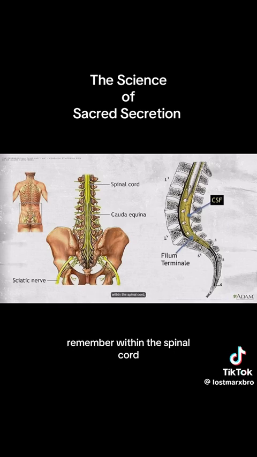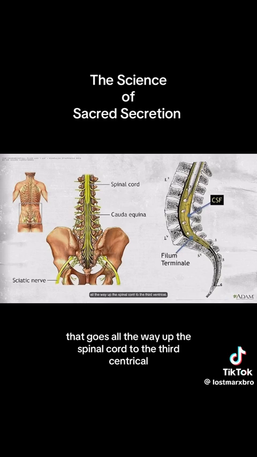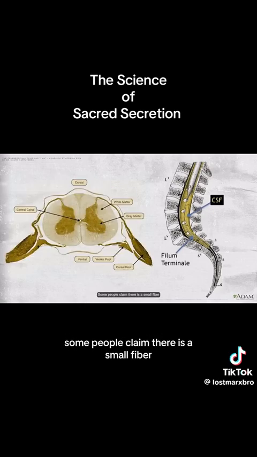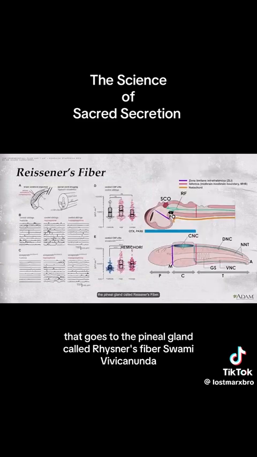Remember, within the spinal cord, there's a canal filled with fluid that goes all the way up the spinal cord to the third ventricle. Some people claim there's a small fiber within the central canal of the spinal cord made of condensed CSF protein that goes to the pineal gland called Reissner's fiber.